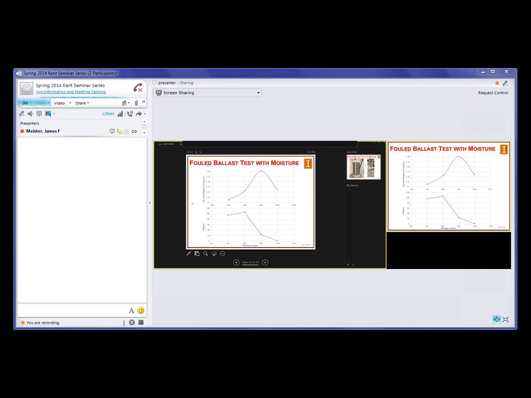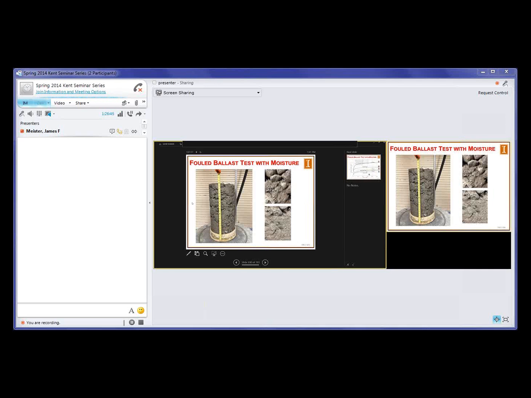Here's a picture of the wet sample. At about 6% fine materials, this picture was taken. We were able to show the whole specimen without a membrane support. Before, we needed several students to hold it together to take a picture because there's no moisture. So we can clearly see there's a suction effect if you have a little bit of water.